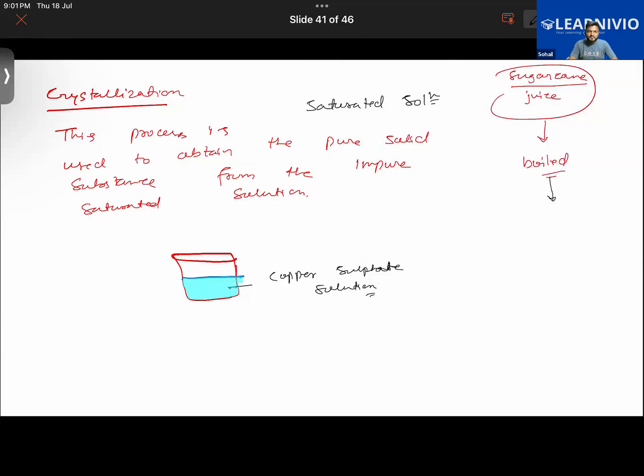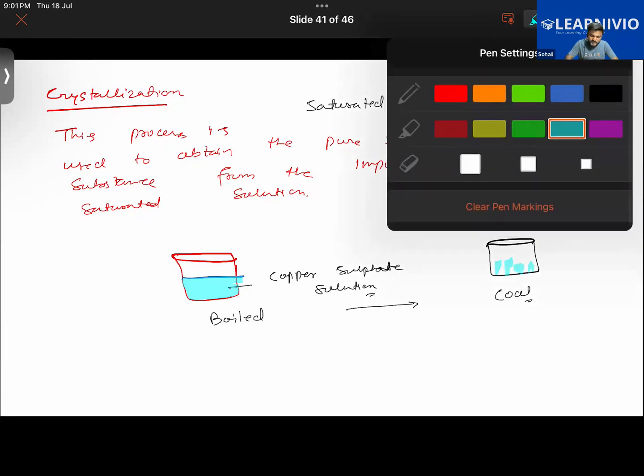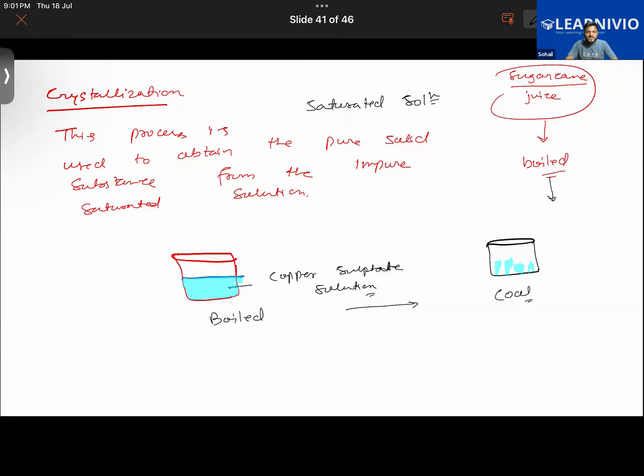Once you have boiled it, allow it to cool down. As it cools down, you will observe that crystals of copper sulfate have formed in it. In that manner, crystallization can be done at home also. Got this now?